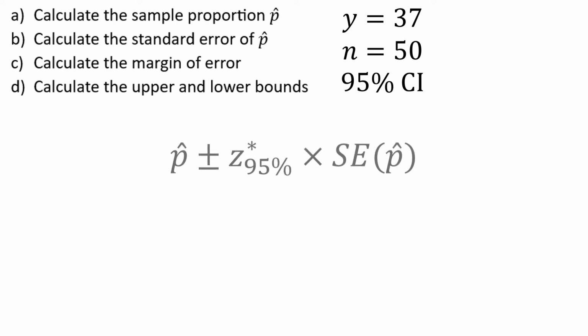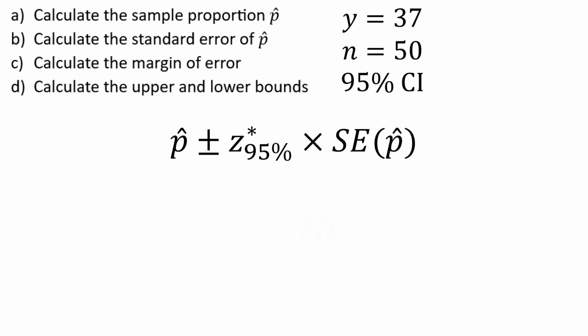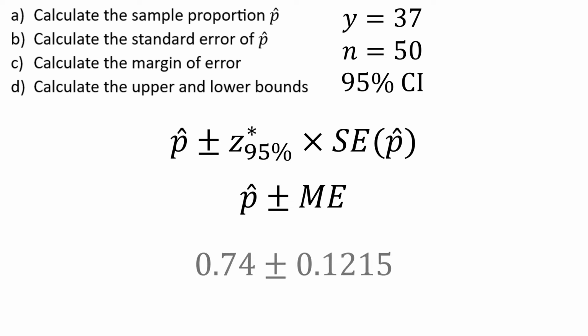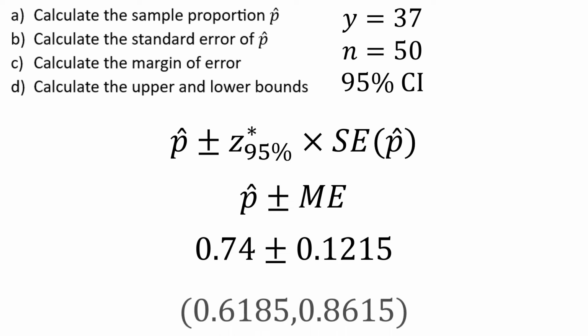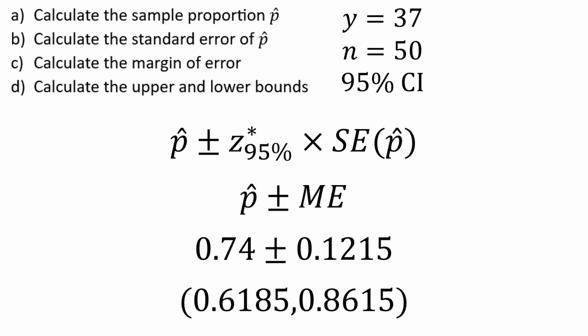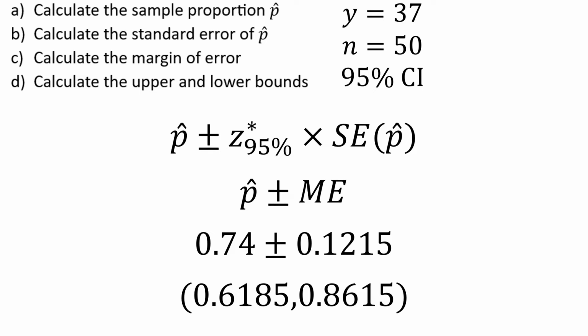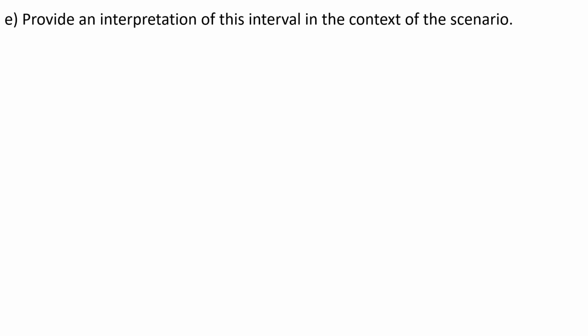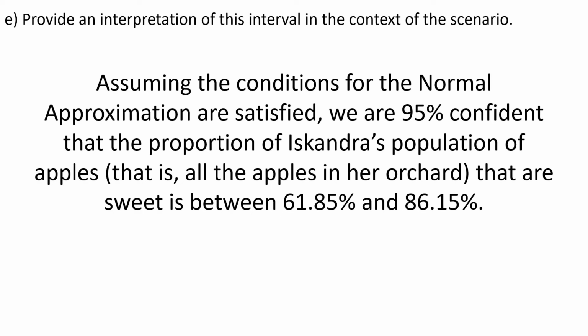So now we can calculate our upper and lower bounds. It's p hat plus or minus the margin of error, which gives us 0.6185 and 0.8615. The interpretation of the interval, we just say that assuming the conditions for the normal approximation are satisfied, we are 95% confident that the proportion of Iskandra's population of apples, that is, all the apples in her orchard that are sweet, is between 61.85% and 86.15%.